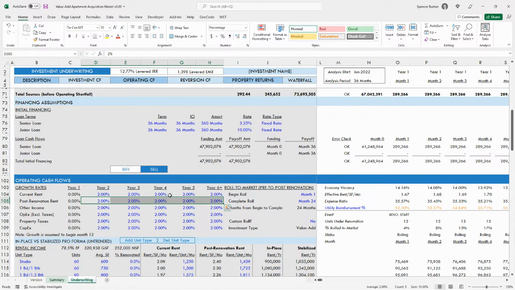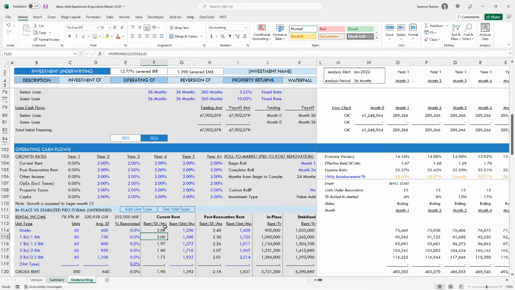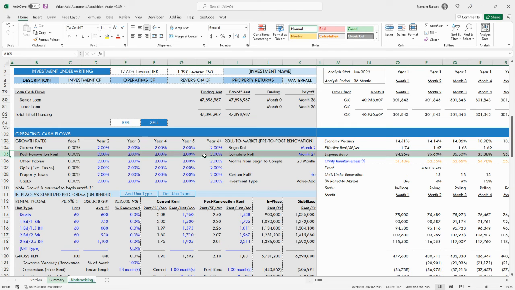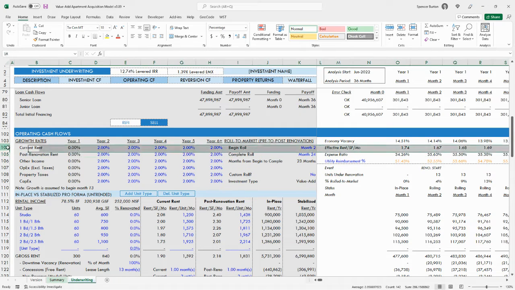The reason why is because the model is rolling the current units that are leased at the current rent to a post renovation rent over some period of time. I think in your model, it started in month 2 and ended in month 24. What that means is most of the growth in the current rent won't actually affect your cash flow because most of the units are rolling to a post renovation rent. Or in other words, they will be using this growth rate, not this growth rate.